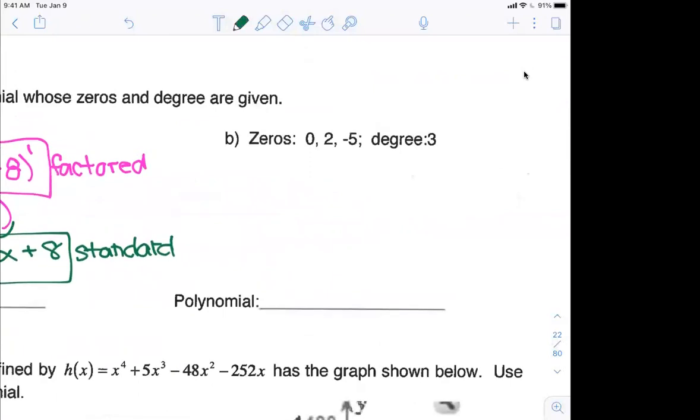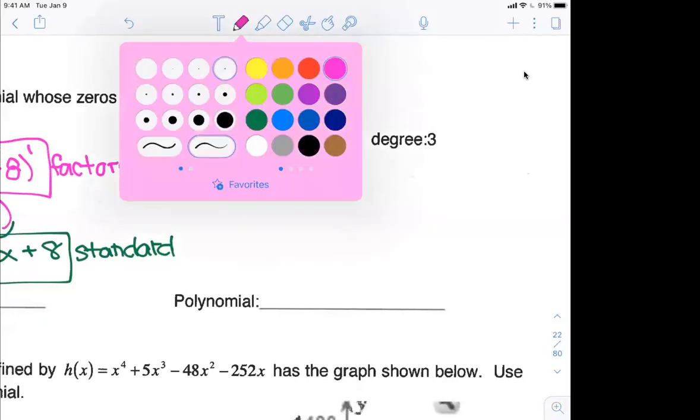Okay, the next one for the zeros. We've got 0, 2, and -5 and degree 3. Since there are 3 zeros and it's degree 3, they're obviously all going to have exponents of 1. So let's go ahead and take a look here.